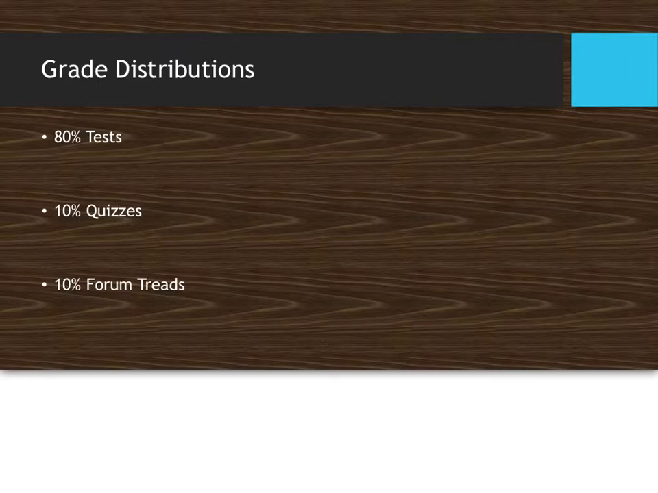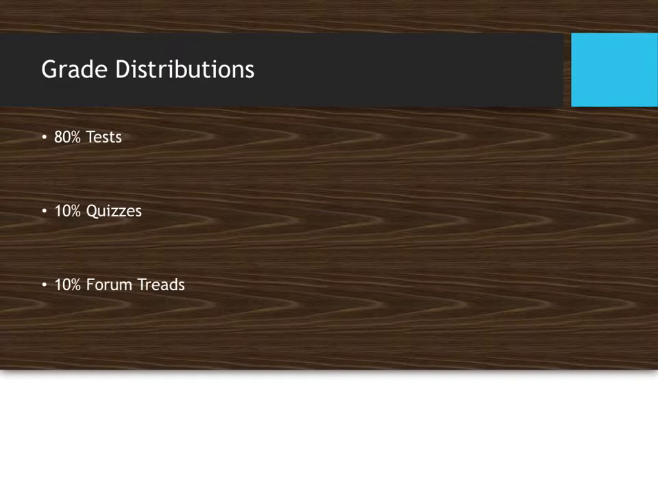Now, I'm not going to go over grade distributions in detail because I did that in the intro video. So I'm just going to remind you that when you look at the grade book, there's going to be points for each thing. I'm hoping to organize the grade book so that your final grade that you see on there is reflected with these percentages, the 80, 10, 10. But remember, just because a test has 100 points and some quiz may have 10 points, it's a percentage thing.